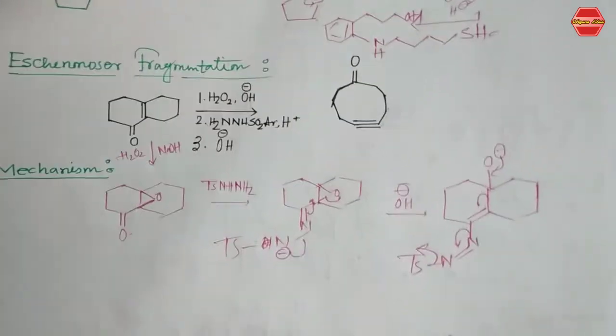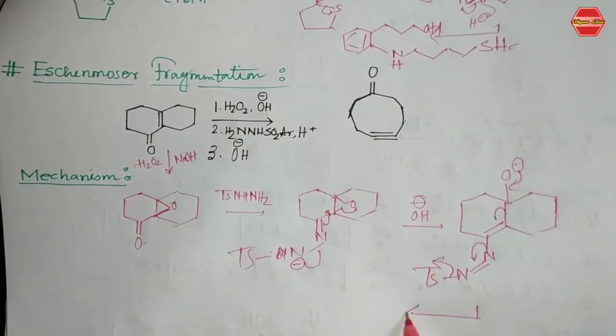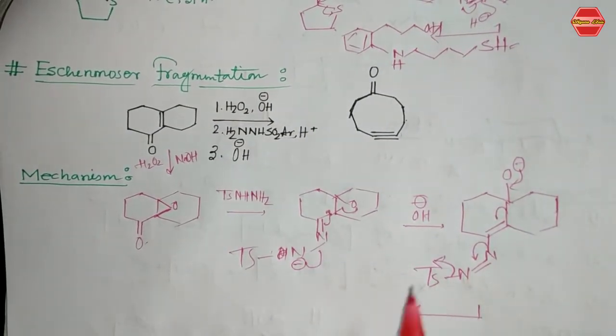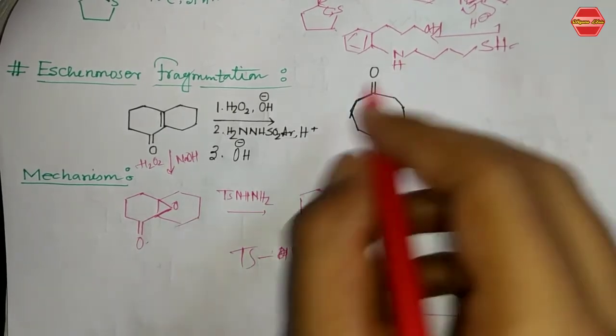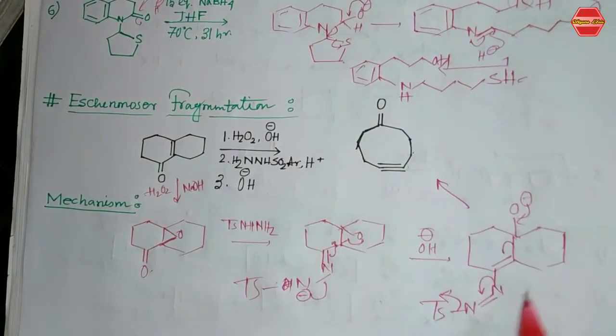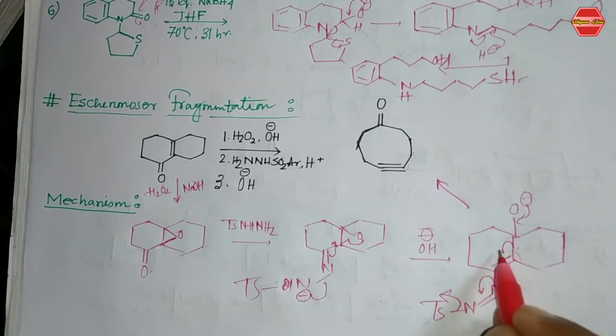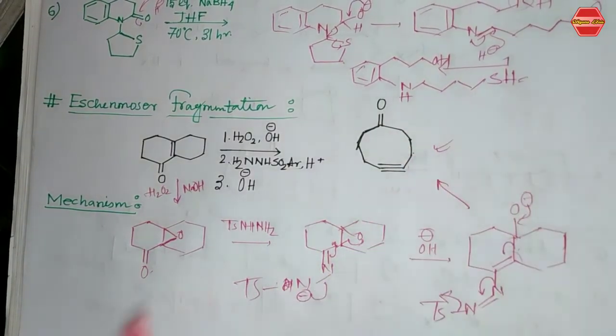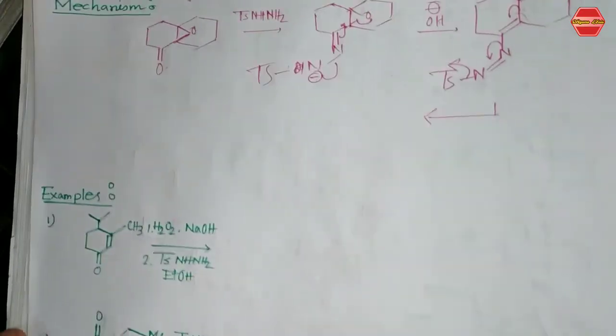As we know, the tosyl group is quite an important leaving group, so from that concept we are getting this large ring. So you can see over here the triple bond is being formed, and finally you are getting this product. Let's see some examples for this question.